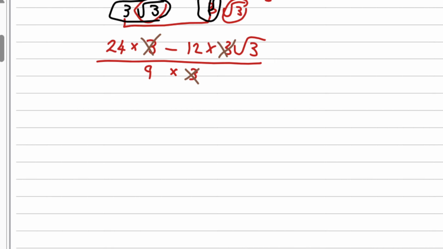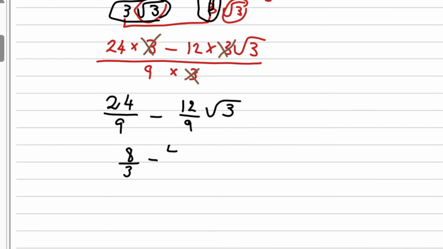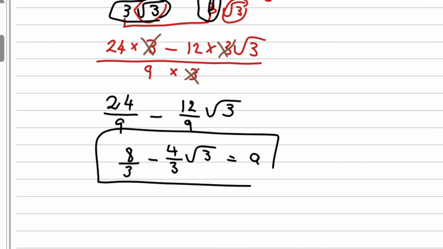Now let's see what we got up to. Now you have 24 divided by 9 minus 12 divided by 9 root 3. Then we just need to reduce 24 and 9. I think they can both be divided by 3. So it's 8 divided by 3 minus 4 divided by 3, right? Root 3. And that should be the correct and the final answer for A.